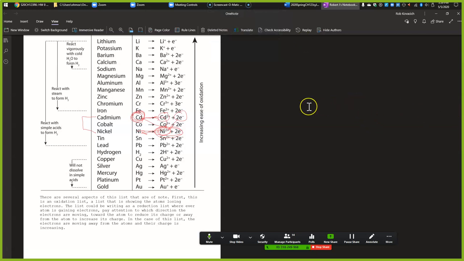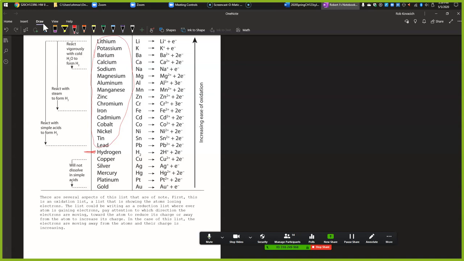Okay, so is there something on this list that doesn't look like it belongs on this list? Hydrogen? Yeah, what is hydrogen doing on this list? Not being a metal. Anything else? Doesn't hydrogen usually give its electrons? It's showing you that all of these metals above hydrogen are more active than hydrogen. Meaning if you drop nickel into an acid, what happens to it?